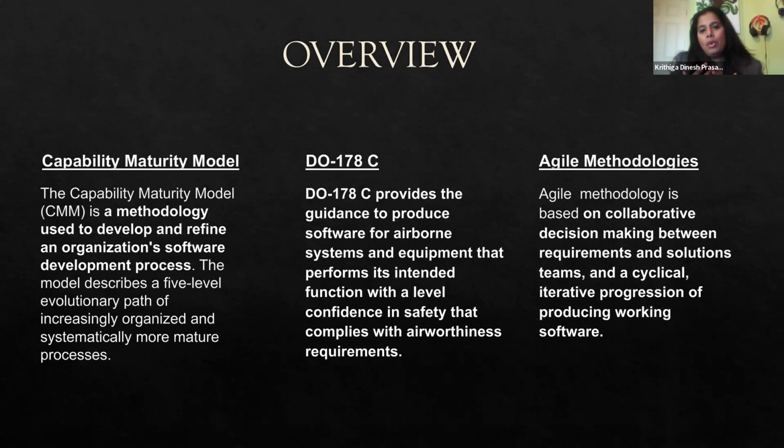So it's up to us, the software managers and the organization, to define the methodology to achieve these things. So we can choose the agile methodology as well. Agile is, as we all know, a collaborative decision making between requirements and solution teams, and it's an iterative approach. So these two things can very well work with agile methodology, and we are going to take you from one process to the other and show you how it can be made to work.